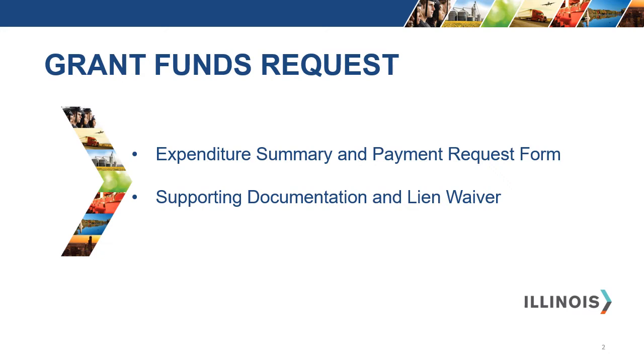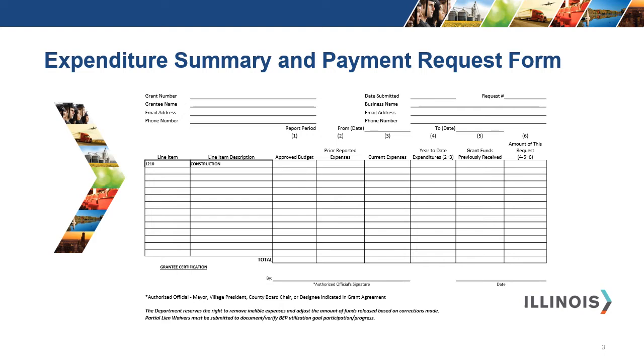by the department. The grantee will complete and have signed by the authorized official an expenditure summary and payment request form. This form, along with the supporting documentation and partial lien waivers, should be sent to your grant manager. Payment will be initiated by your grant manager upon approval of eligible costs and cash amount requested for reimbursement of these costs. Once approved, the grant manager will electronically submit a request for the grant funds, and the grantee can expect the state comptroller to issue payment within 10 business days.